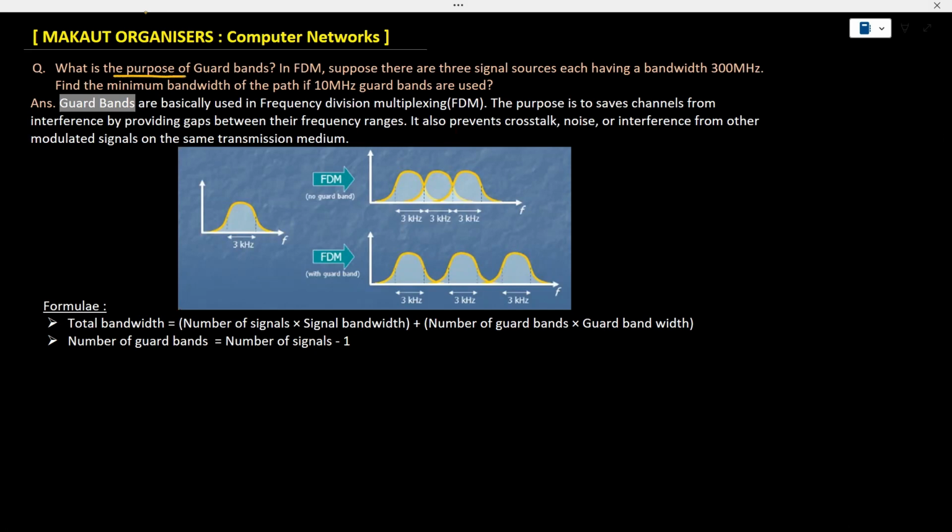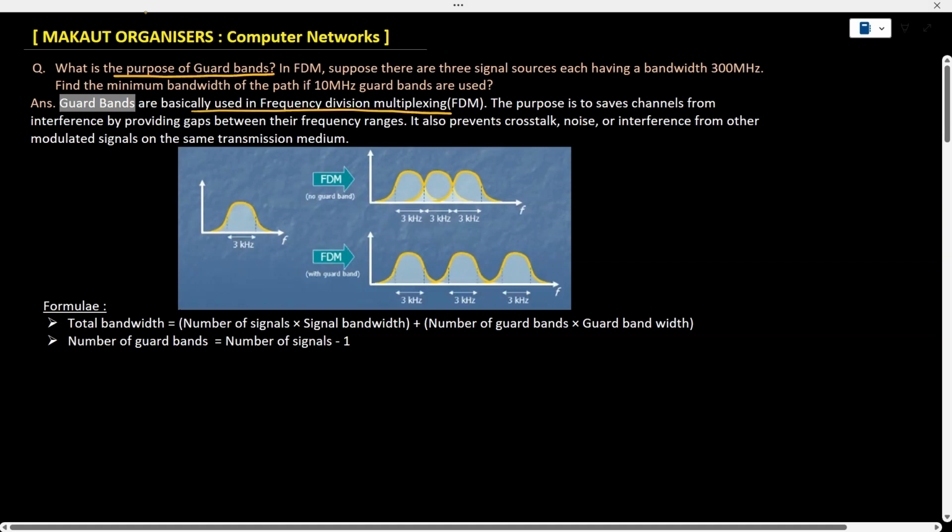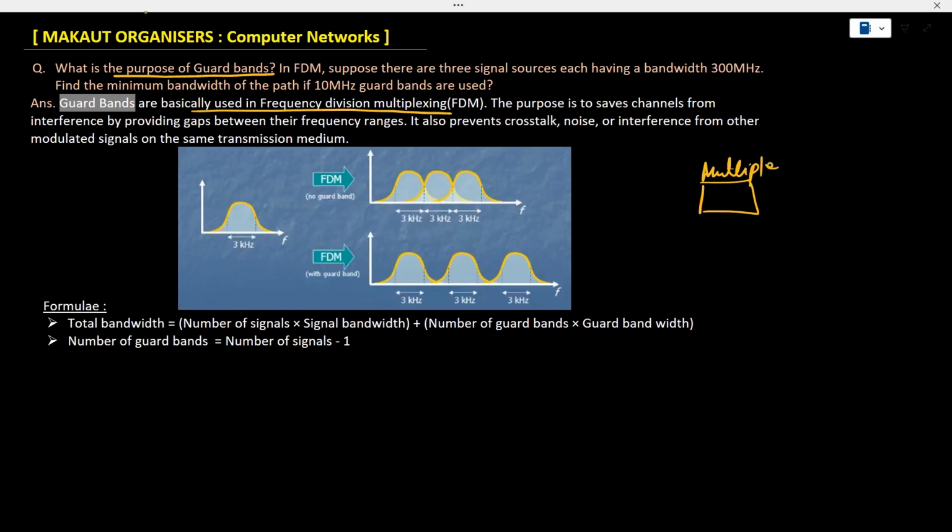The question says, what is the purpose of guard bands? Guard bands are basically used in frequency division multiplexing. So what happens? When we use multiplexing techniques, we use a multiplexer, and a multiplexer takes signals from various sources, source 1, source 2, source 3, and combines them into one signal.